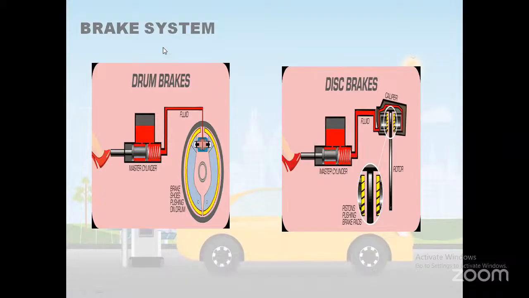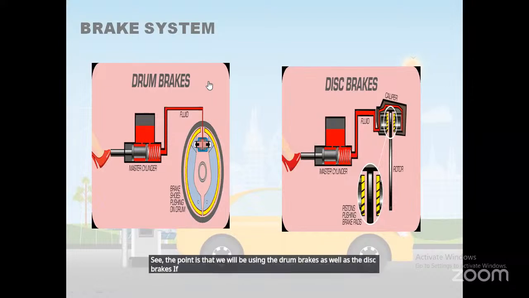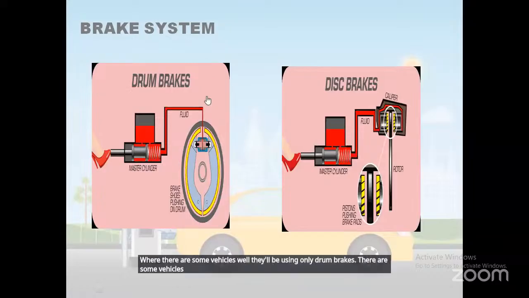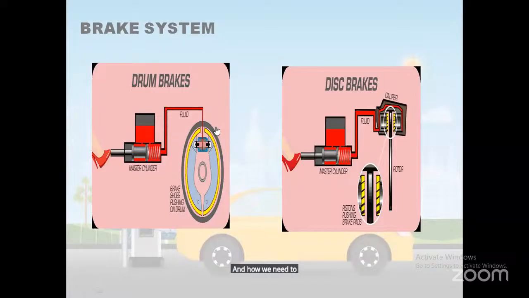See, the point is that we will be using the drum brakes as well as the disc brakes. If the emergency is very high and the vehicle needs to be stopped at the immediate instant, then we'll go for the drum brake, or else we'll use the disc brakes. The usage of drum brake and disc brake depends upon the manufacturer. Some vehicles use only drum brakes, and some use only the disc brake mechanism. So rather than seeing what we are using, let us quickly understand why we need to use them and how we need to use them. Okay, so this is about the braking system.